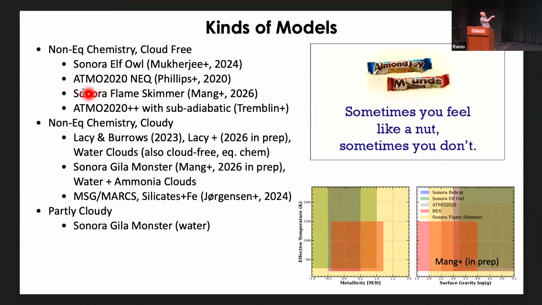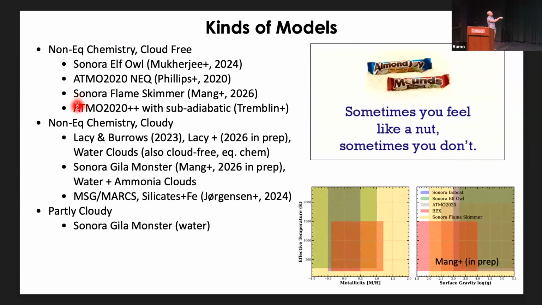That's the same code, as you might expect from Atmo 2020, but one of the things they've been looking at are changes to the deep atmosphere. If you get away from this idea of having to have adiabatic convection as a free parameter, you might be able to fit spectra better. And so again, all of these papers are looking at similar sorts of objects.